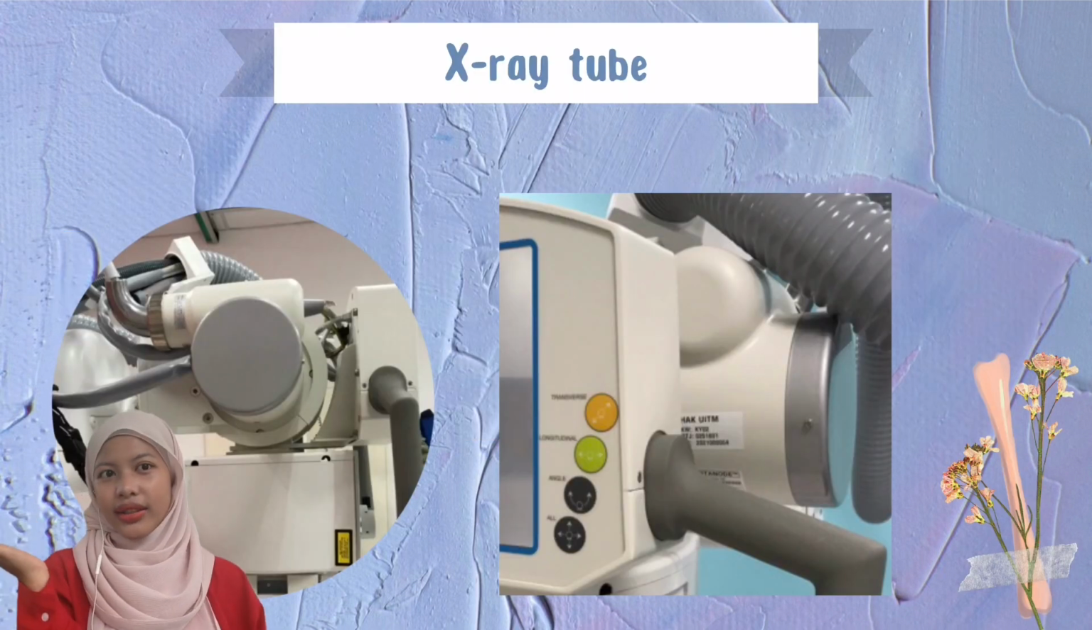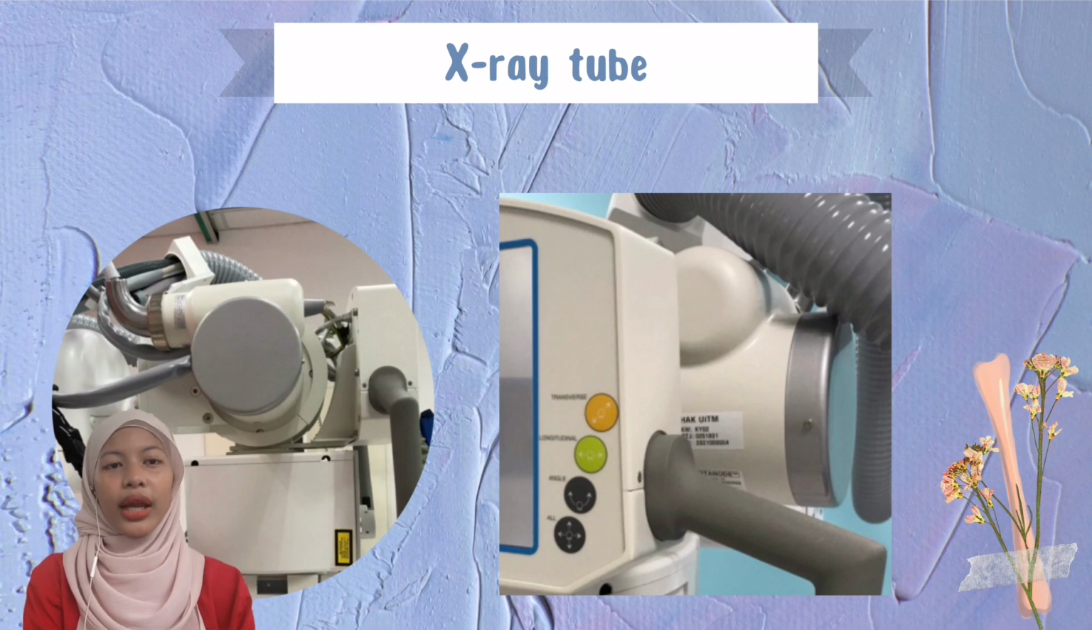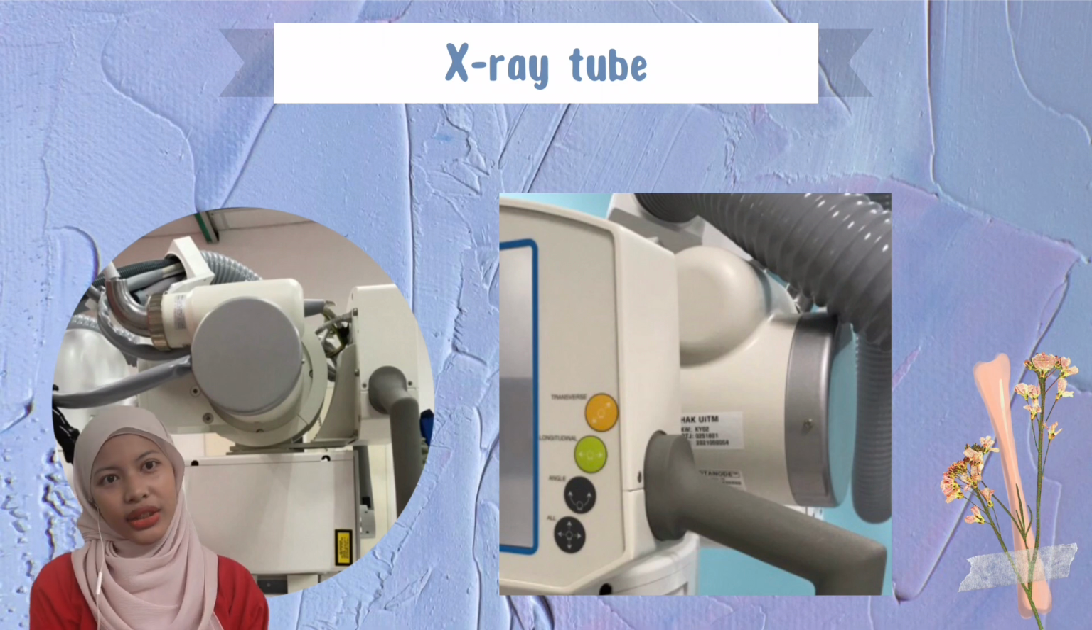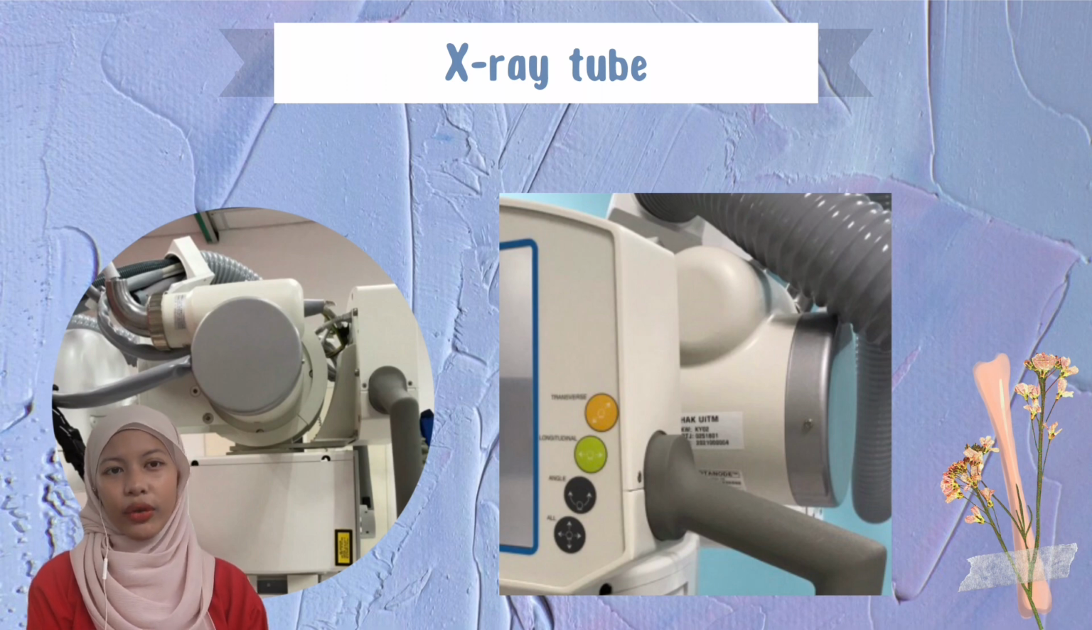Did you know how X-rays are produced? X-rays are produced when a high-speed electron undergoes a sudden change in direction. So what is the function of an X-ray tube? The X-ray tube is used to produce X-ray photons.